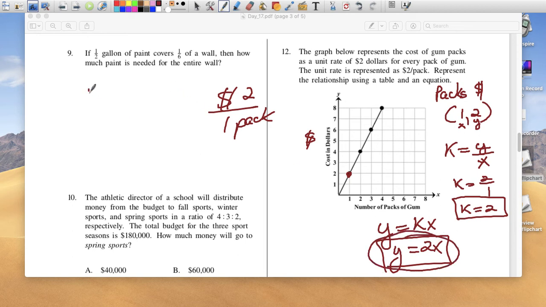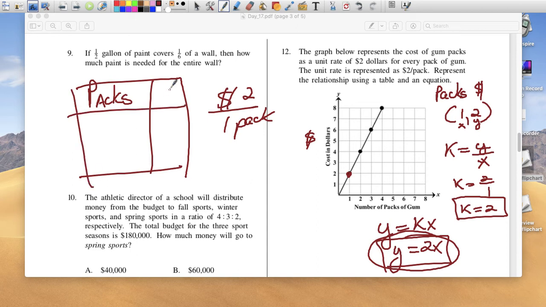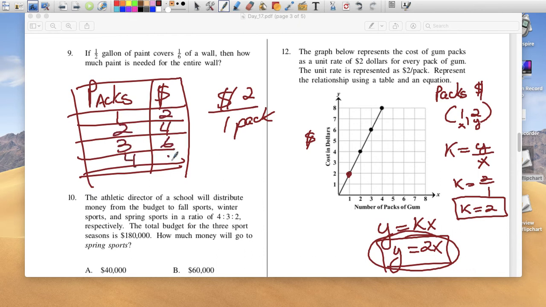And then on the table, you can do something like this. Packs, money spent. So 1 pack of gum is $2, 2 packs of gum is $4, 3 packs of gum is $6, 4 is $8, and that's probably these two things is what they're looking for.